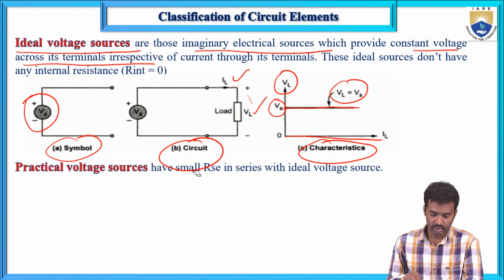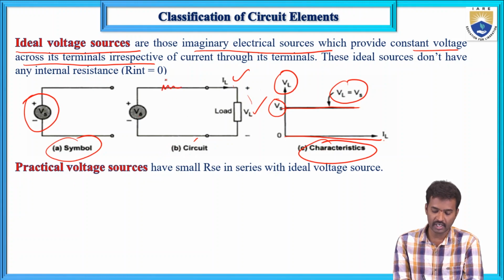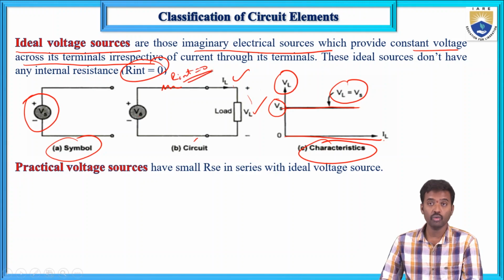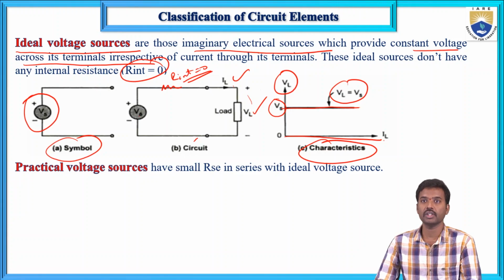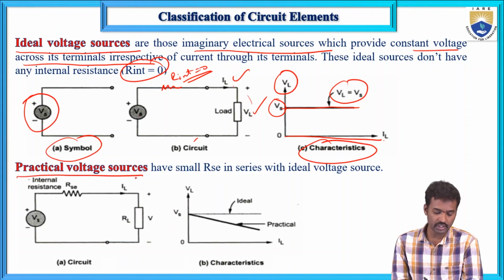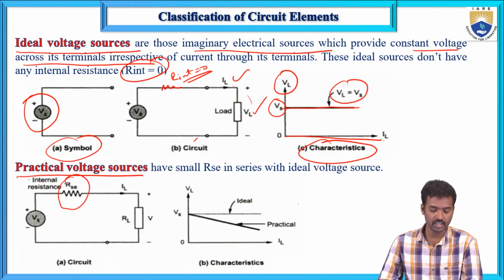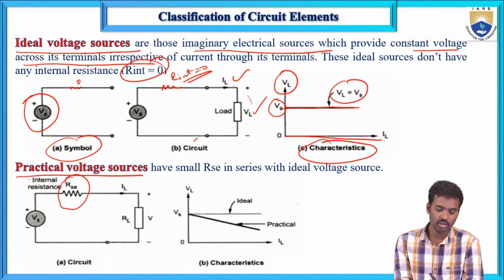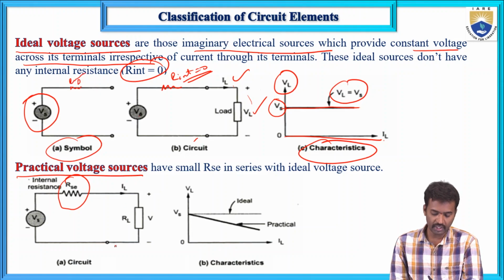Now here, the practical voltage source. For the ideal voltage source, the internal resistance R internal is 0, and real sources like that are not possible. Real voltage sources have some resistance in series with the ideal voltage source. Such types of sources are known as practical voltage sources, which have internal resistance, not 0. In the ideal case, this R internal is 0. If you connect the load, current flows and this is the voltage VL.